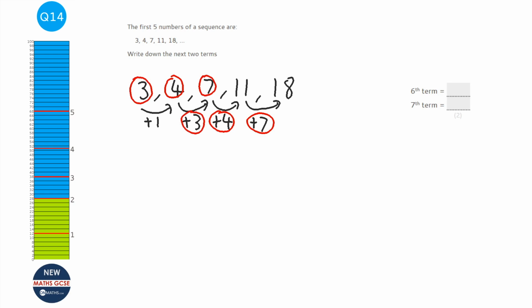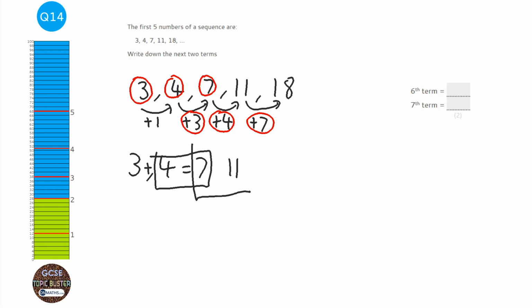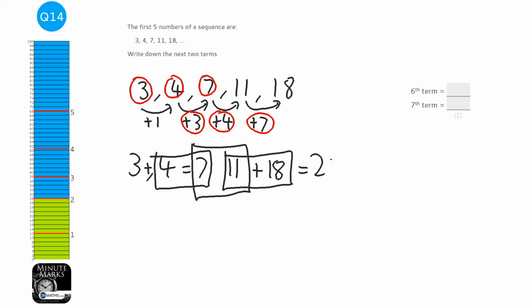This is what we call the Fibonacci sequence. So the Fibonacci sequence just starts off with 2 numbers, and then we add the previous 2 terms to get to the next term. So we'll add these 2 together to get to the next one. Then we add these 2 together to get to the next one. So to find the next one, we need to add the 11 and the 18 together. 18 plus 11 is going to be 29.